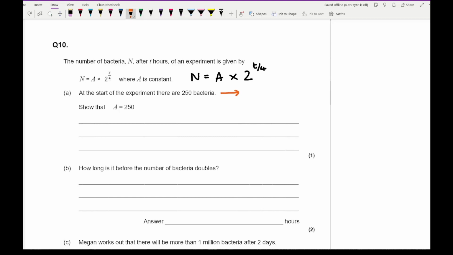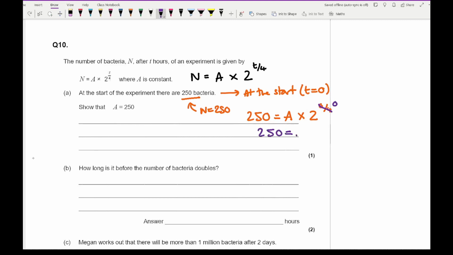So at the start, which basically means when T equals 0. If I substitute T equals 0 into this, we get N equals 250. So 250 equals A times 2 to the 0 over 4. Now 0 over 4 is just going to equal 0. Anything to the power of 0 is 1. So we get 250 equals A, which is basically what they wanted me to show.